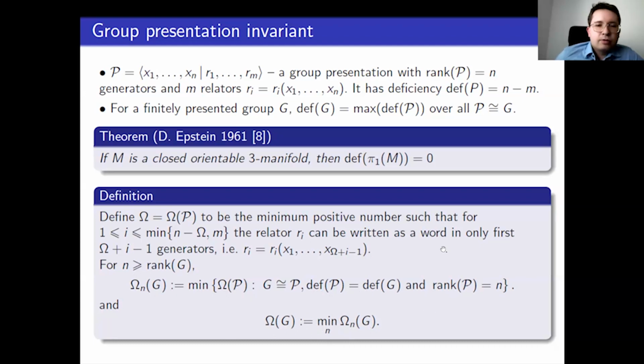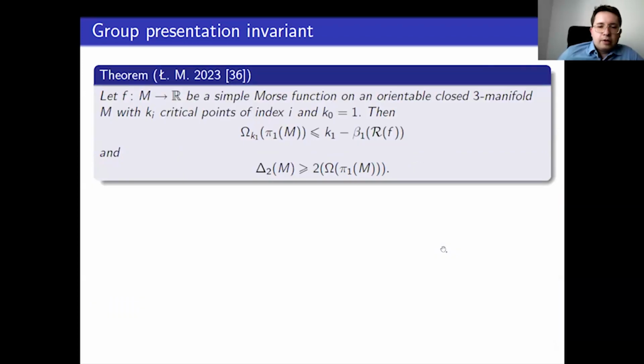And how is it related to Morse functions and Reeb graphs? It turns out that if we consider a simple Morse function on an orientable three-manifold with one minimum, then omega k1 of the fundamental group of the three-manifold is bounded by k1 minus the first Betti number of the Reeb graph. And in particular, the minimum number of degree 2 vertices in the Reeb graphs of simple Morse functions is not smaller than twice the omega invariant of the fundamental group of the manifold.